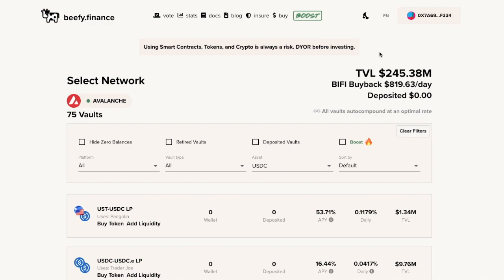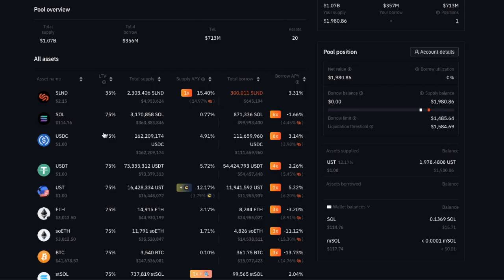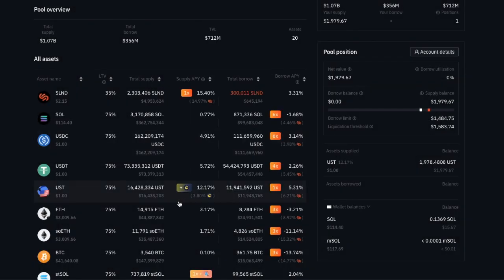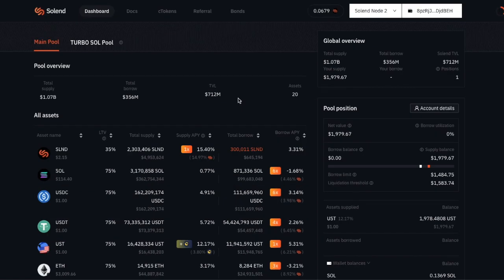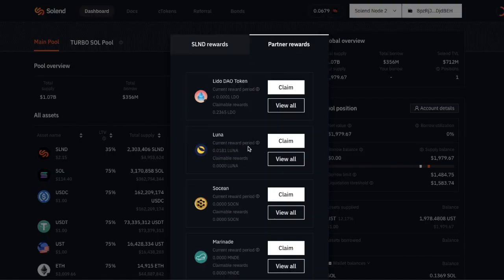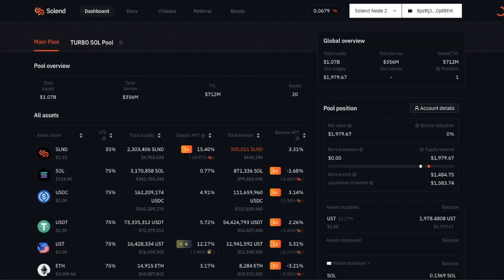All right, so there are other ways of staking as well. There's Solend. If you're on Solana, you can look at Solend. In Solend, you have this UST, which has come down. To be honest, at one point it was 50%. Here, if you stake UST, you will earn in Luna token, and it will also give you the overall supply APY of 8.37% plus 3.8% of Luna. Right, so you will earn the Solend yield as well as the Luna token. Right, so these were some of the things.